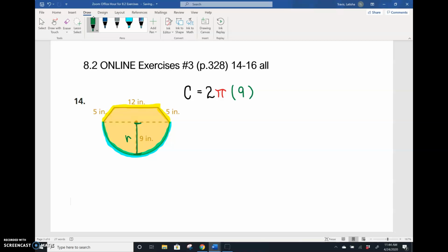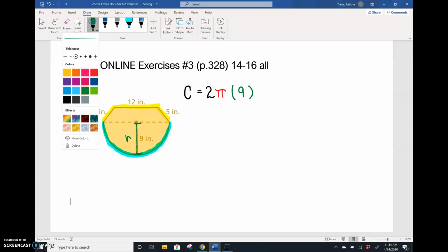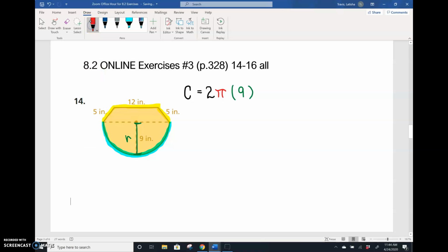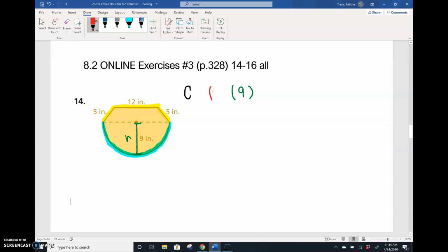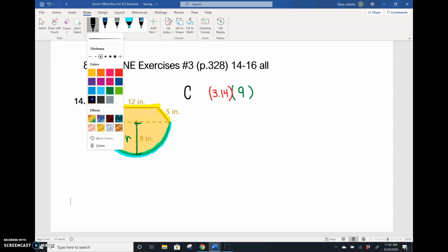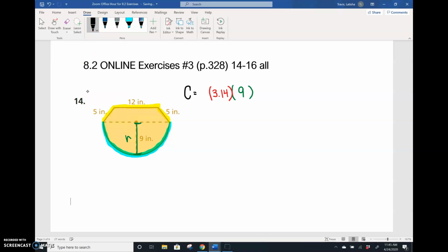The next thing we need to do is replace our pi symbol with the number we use for pi. So I'm going to erase my pi symbol here in my formula and replace it with the number 3.14. Let me also erase the 2, it's too big to fit everything. Okay, and then I'm going to put my 2 back in there. I just erased it because I didn't have enough space.